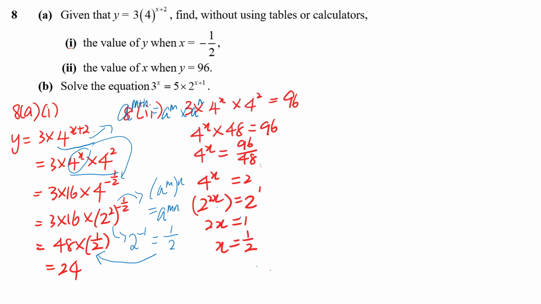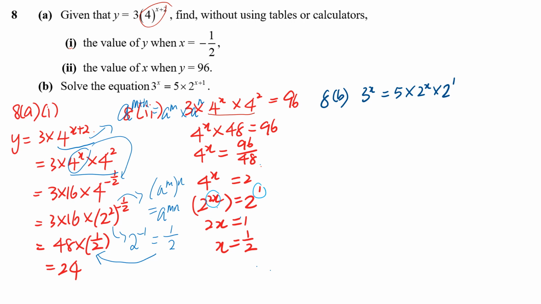8A part 2. Okay. Again, you just break this guy out right into 4 to the power x and 4 to the power of 2. So that you will simplify 3 times 4 squared give you 48 here. Take 96 divided by 48 gives you 2. Okay, express 4 as 2 to the power of 2. Compare the power. Right, 2x equals to 1, x equals to half. Alright, let's look at part B.